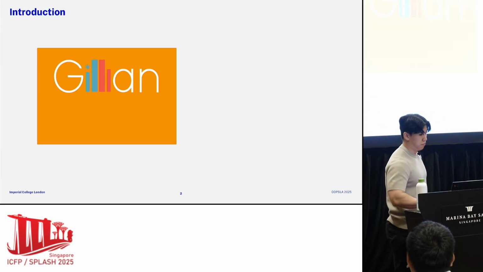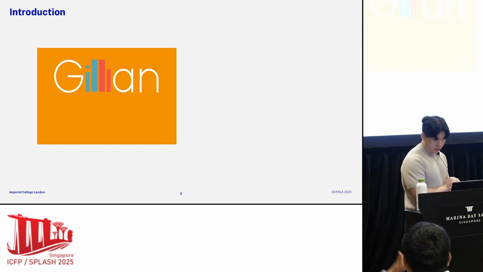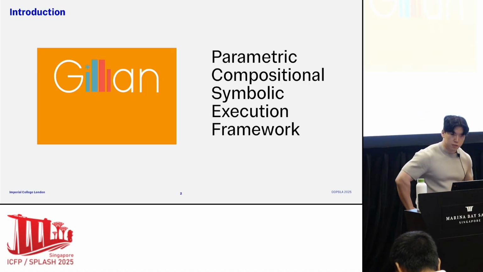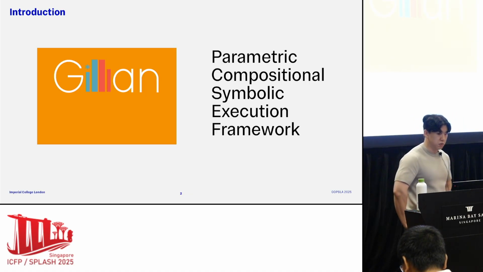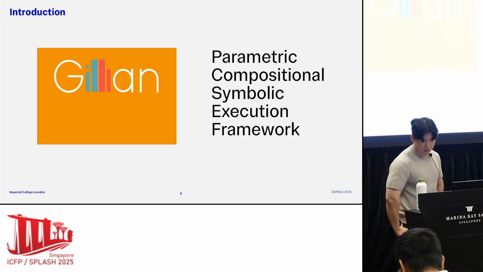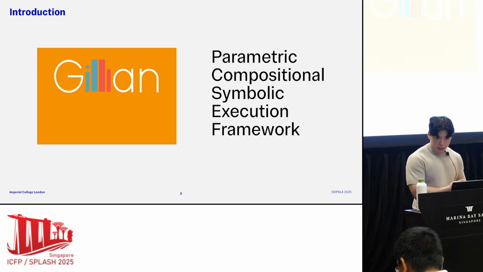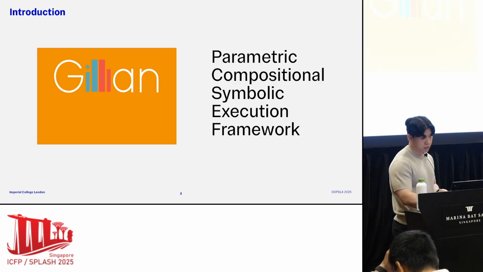Talk by introducing Gillian, which is a tool that colleagues of mine have made in the past. It's what they call a parametric compositional symbolic execution framework. It's a bit of a mouthful, but it's basically a symbolic execution tool with a number of features.